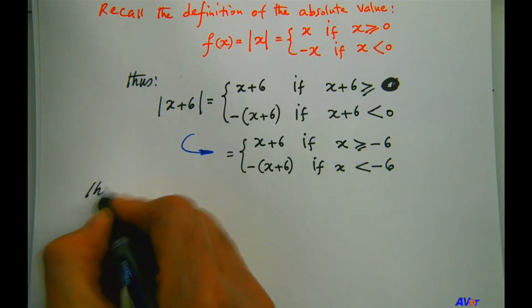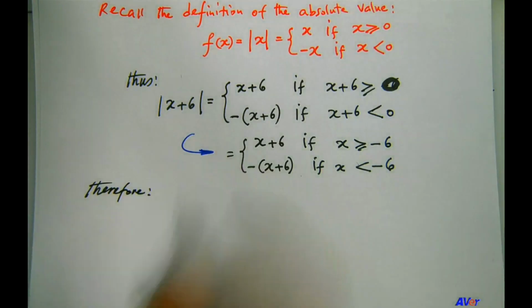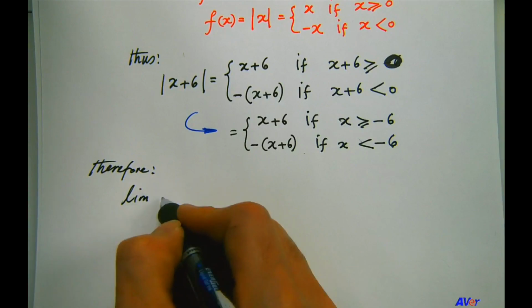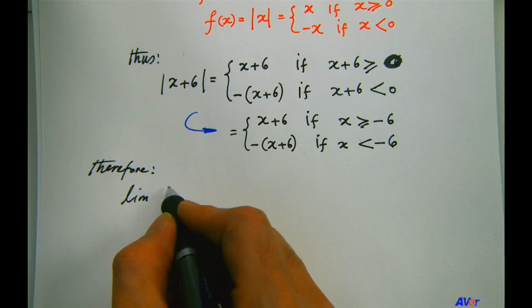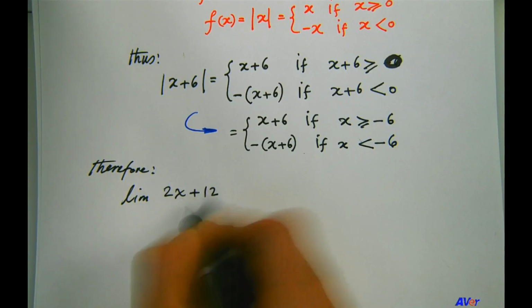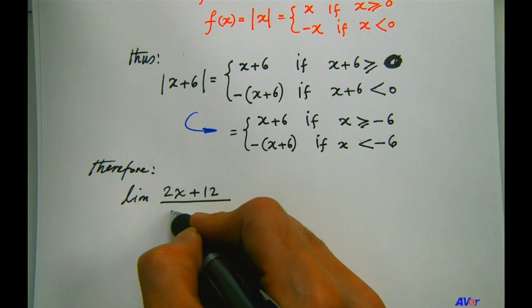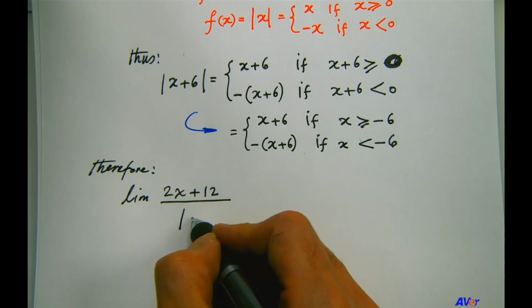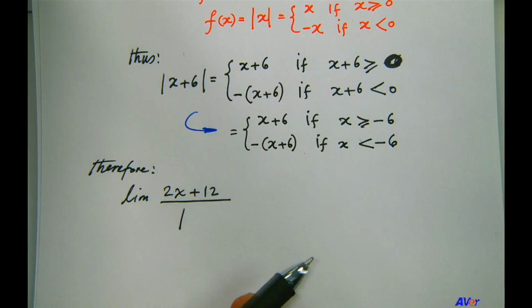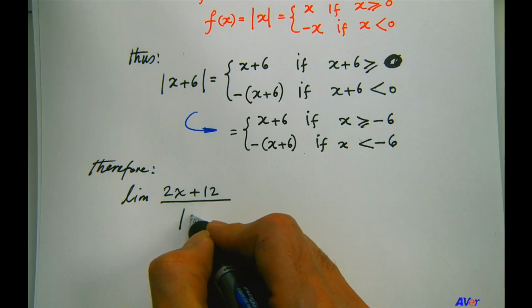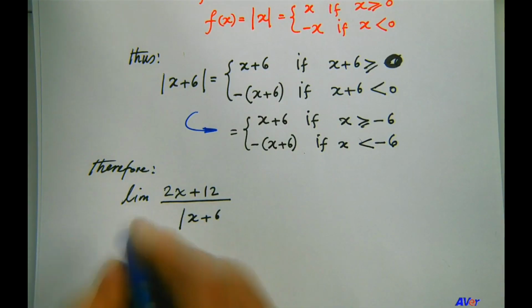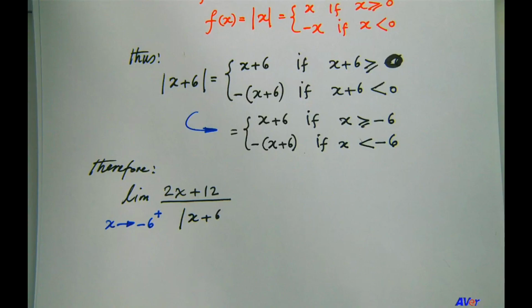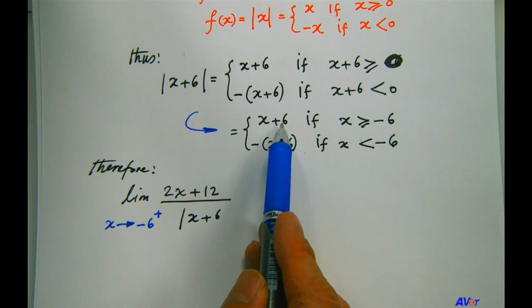So once again, the limit of the original function, which is (2x + 12) divided by the absolute value of (x + 6), as, of course, let me make sure that this stands out, we approach negative 6 from the right. From the right, that means we need to use x plus 6, right?